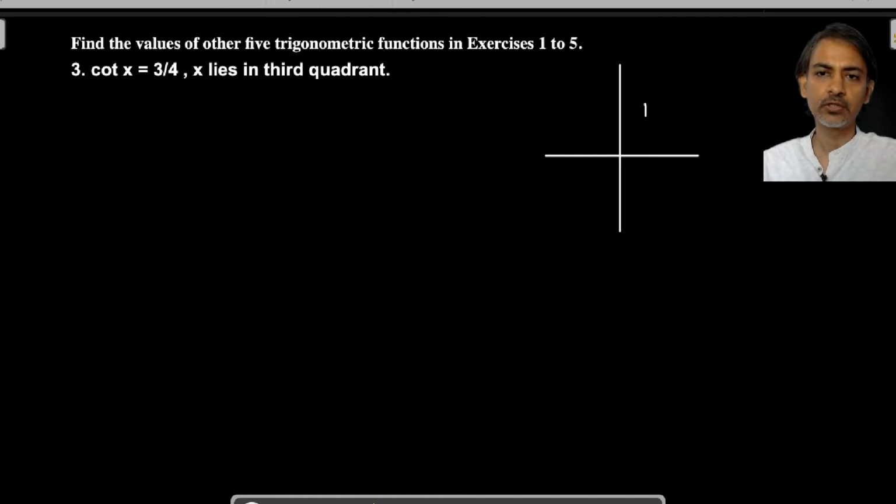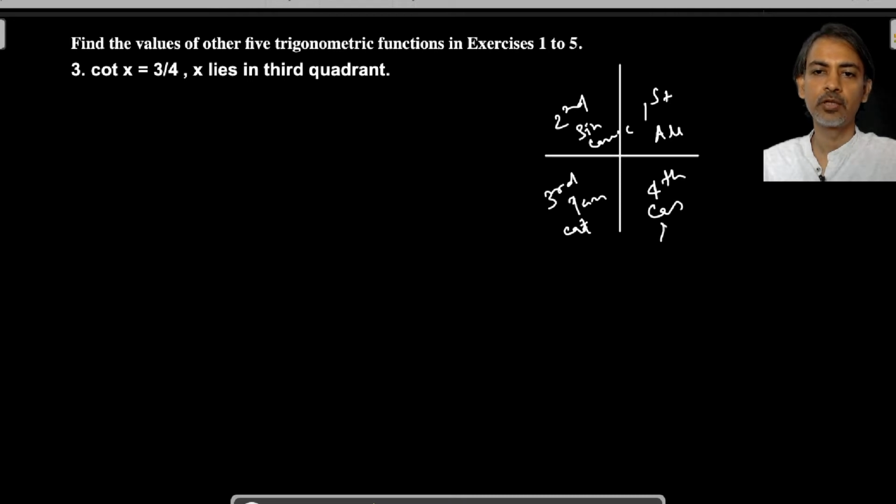So this is my first quadrant, this is my second, this is my third, and this is my fourth quadrant, right? In the first quadrant, all trigonometric functions will be positive. Here only sine and cosec would be positive. Here tan and cot would be positive, and finally here cos and sec would be positive, right?